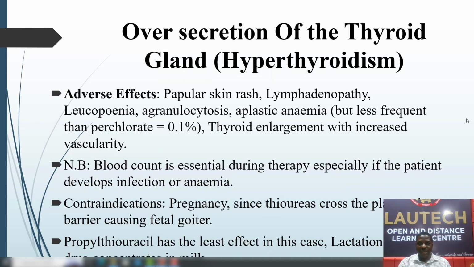So, we want to look at the adverse effects. We have papular skin rash, lymphadenopathy, leukopenia, agranulocytosis, aplastic anemia, but less frequent than perchlorate at 0.1%. Thyroid enlargement with increased vascularity.